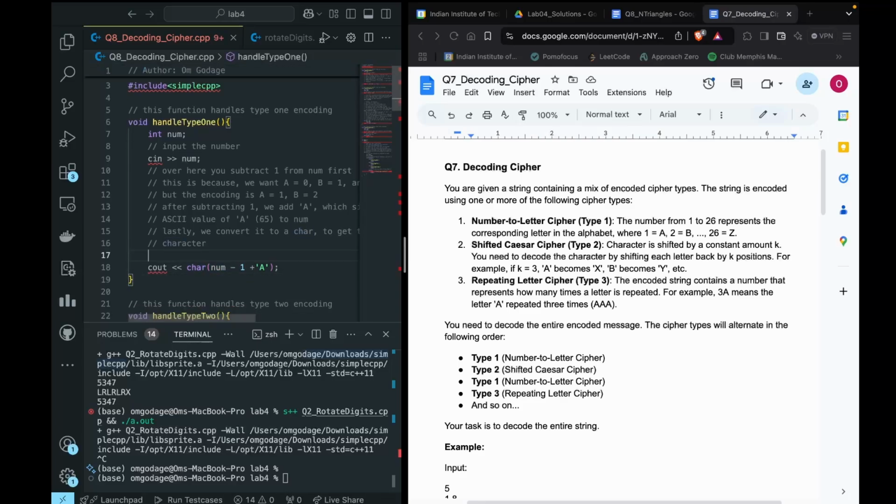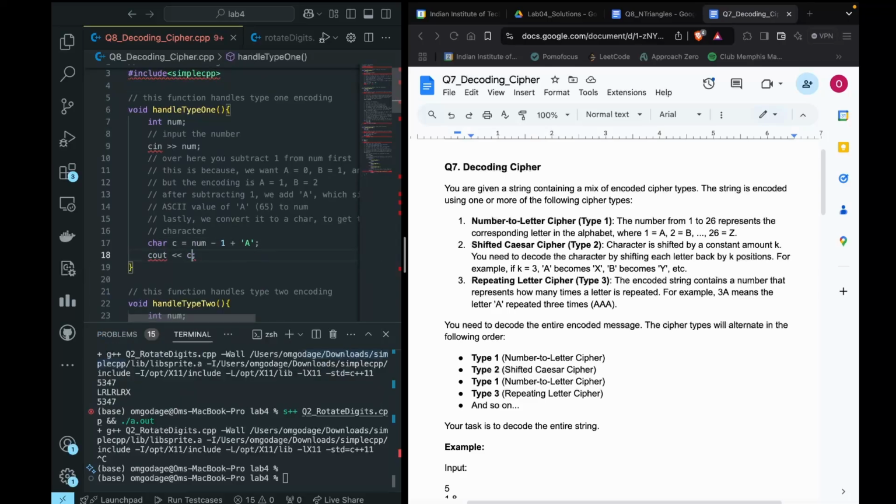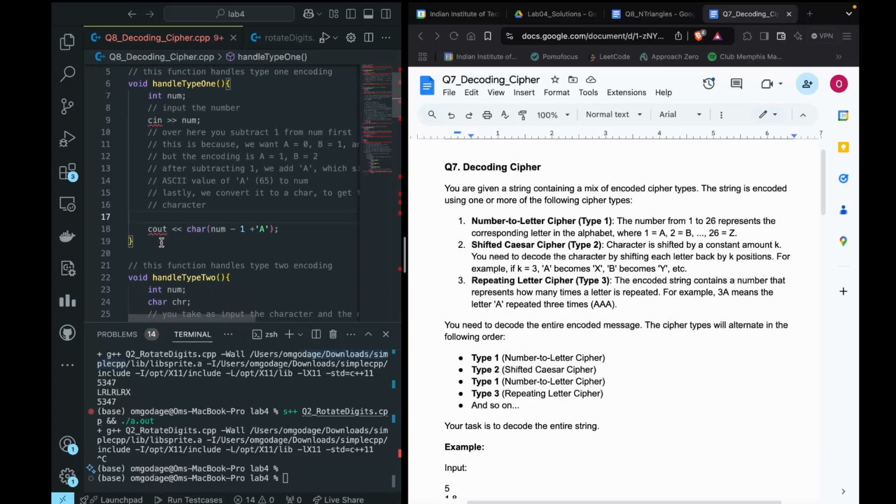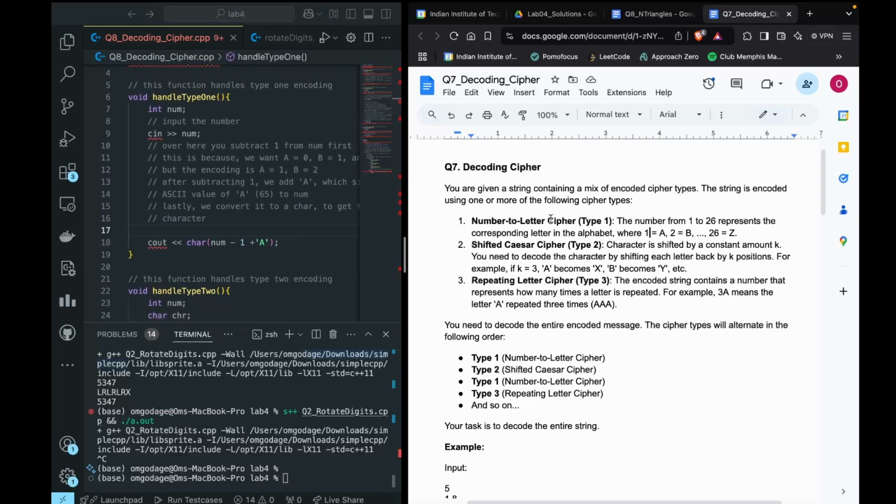You could also do this instead, which is char C is equal to this, and then just print C over here. This also works, but I wanted to write it in a single line, that's why I did this. This will give you a number, and then you convert that number into a character and you print it out on the screen. This is type 1 cipher. So assume that this is a function that is made for now.